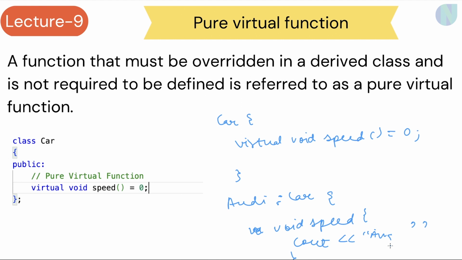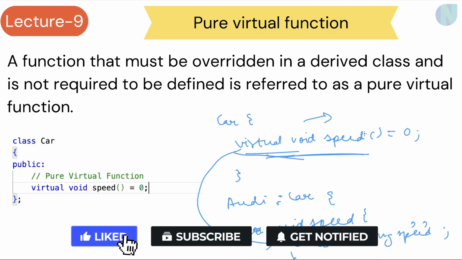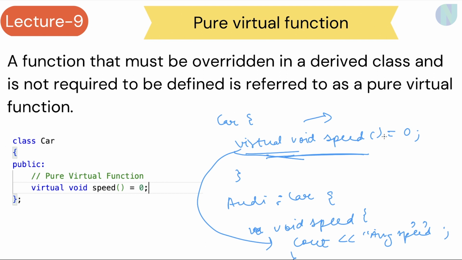So basically in a pure virtual function, we don't write any body for it, it's kind of null. I just wrote the function here and made it equal to 0. So in simpler terms, we can say that we declare that particular function, but defining that particular function is done in the derived classes.